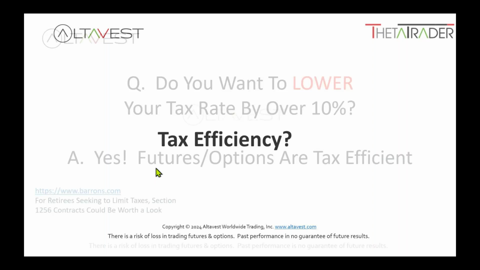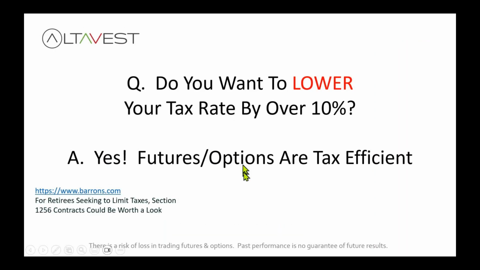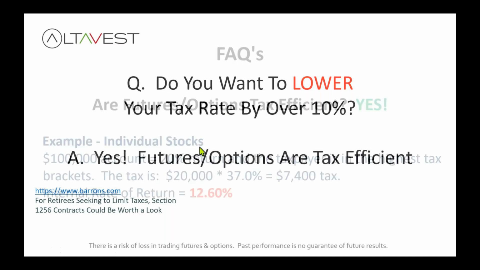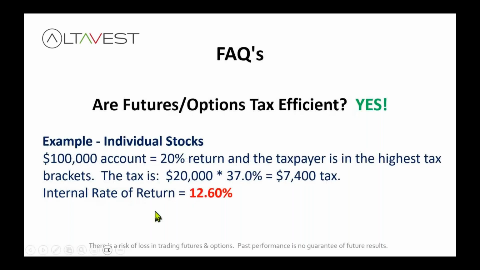Tax efficiency. Keep in mind, trading futures options is tax efficient. And what do I mean by that? Well, they're treated differently by the IRS in terms of the profits. They're taxed at a much lower rate, where 60% of the gains are taxed at the capital gains rate, which is usually lower than your personal rate.